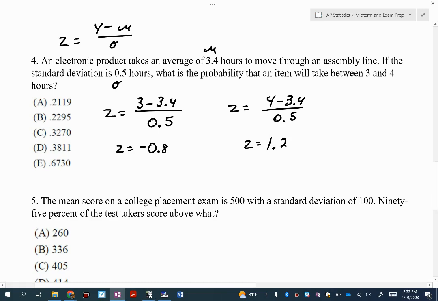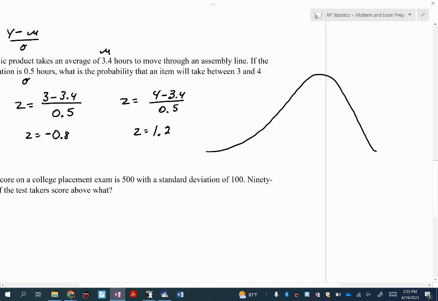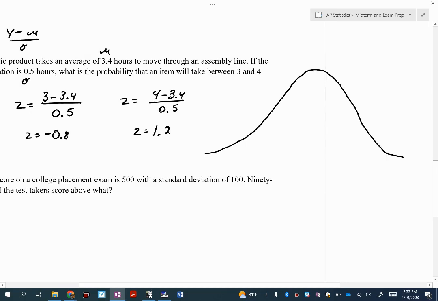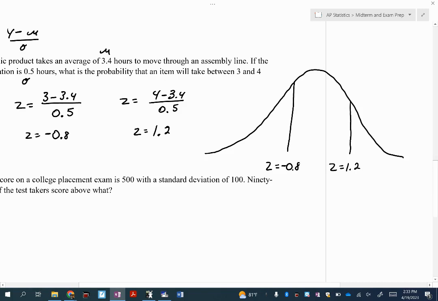All right, and you guys remember what they're asking here? If I draw my curve, you put down the z-scores. Negative 0.8 is about here. 1.2 a little farther to the right. And how am I going to shade on this normal model? Is there a key word in the question that'll tell you? Anyone? It says between. So I'm going to be shading between.